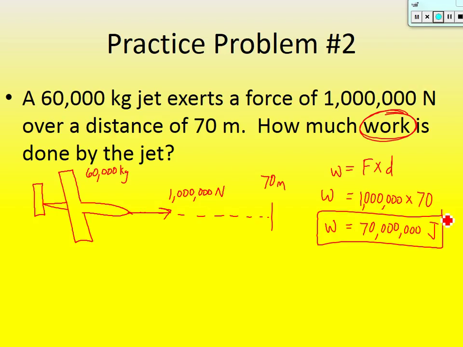I wanted to bring your attention to this as well. It gave us the mass of the jet, but I hope that you realize in the work equation, in this equation for calculating work, we don't use mass. And so don't let that confuse you. That was just thrown in. It was an extra, and sometimes they do that. We don't need it though. Okay, we just need a force times a distance.